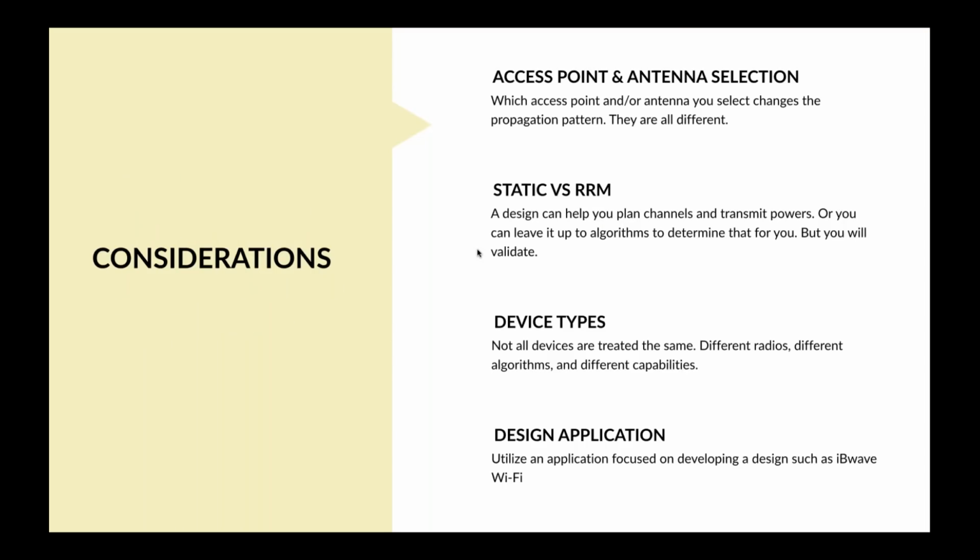And so some of the considerations in your design are your access point and antenna selection, which one you're going to use, because they're all different. They all have different propagation patterns, and that's very important to understand, which I'll go into later. You want to know if you're going to do static versus RRM, or not just RRM but any other vendor's automatic algorithm to determine channels and transmit power. You want to keep that in mind.